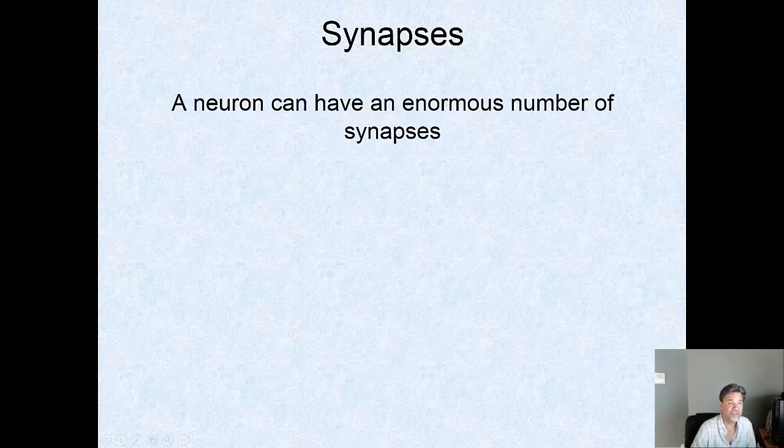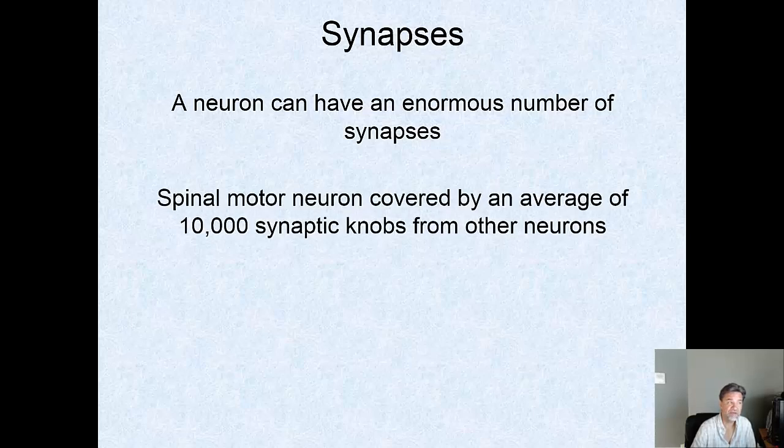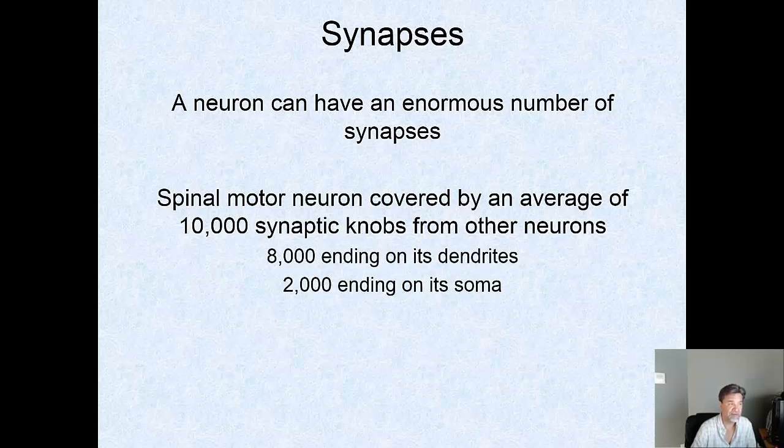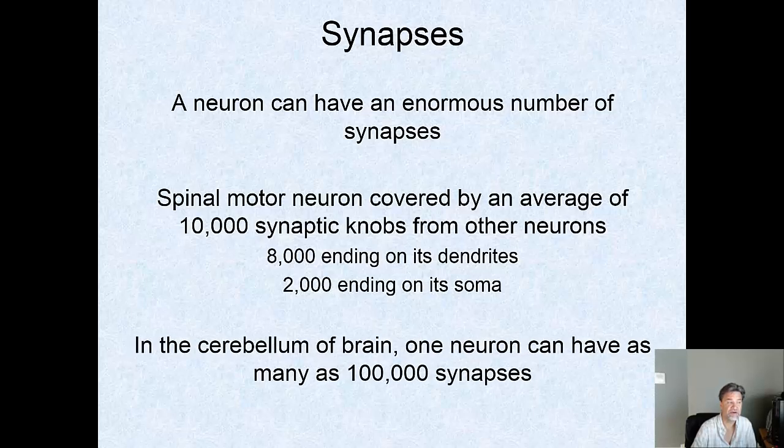So as it turns out, as we're going to see, especially when we get to the brain chapter, a neuron can have a tremendous number of synapses. We've been looking at very simplistic approaches in terms of one neuron, one synapse, but on the average, a spinal motor neuron in the CNS can have an average of 10,000 synaptic terminals or knobs from other neurons. And on average, that's the breakdown. About 80% will end up synapsing on the dendrites, about 20% on the cell body itself. When we get to the cerebellum, we're talking about neurons with 100,000 synapses.